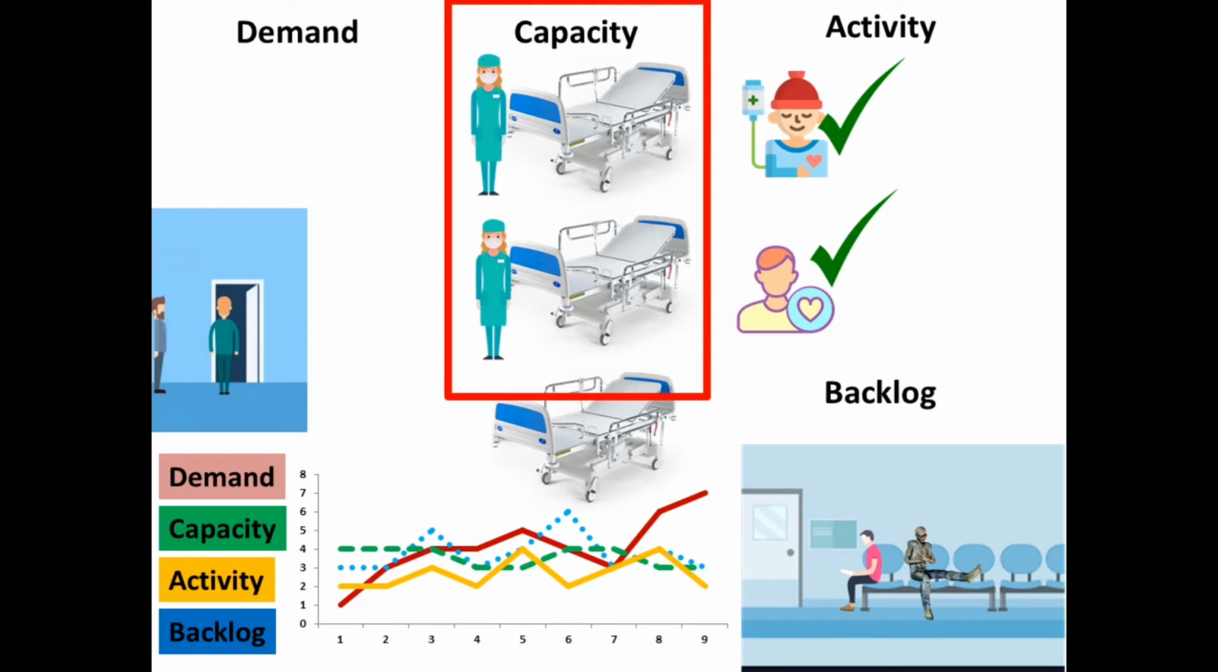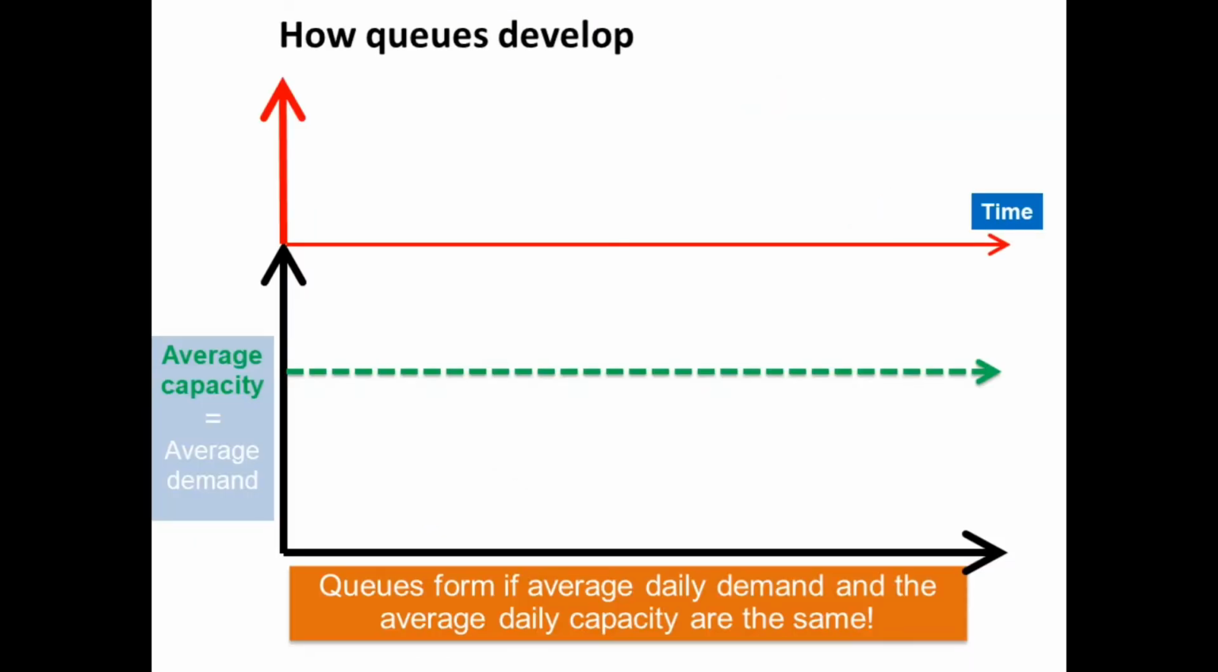So we might be able to see things like, is our demand consistently higher than our capacity? Is our backlog increasing? Or are any of these factors fluctuating in an unusual way? And these observations can then inform the actions that we take. So let's begin looking at how we might use this information to make some changes.